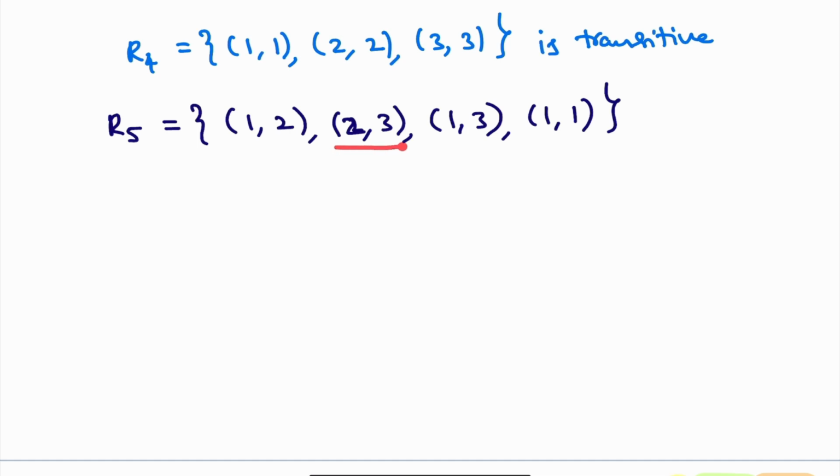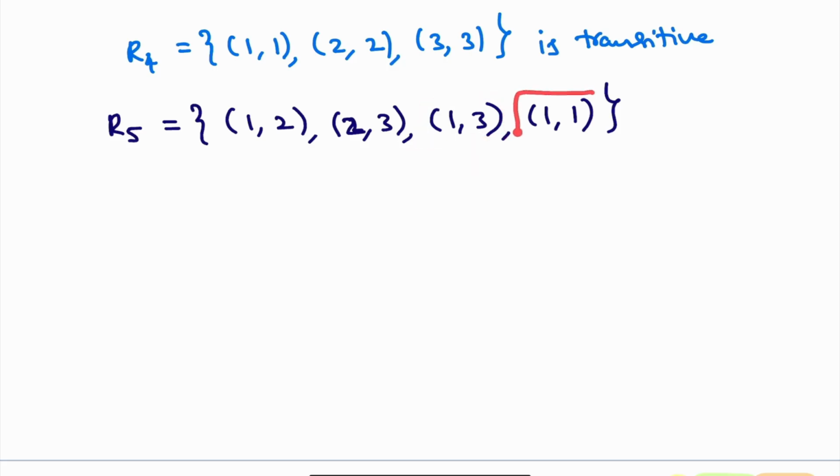Okay. Now, come to the second ordered pair. This ends with 3. Is any other ordered pair there which starts with 3? No other ordered pair starts with 3. So, we say that this ordered pair passes the transitive test. Now, come to this. This ends with 3. Is there any other ordered pair that starts with 3? No. In this case, we say that this passes the transitive test.